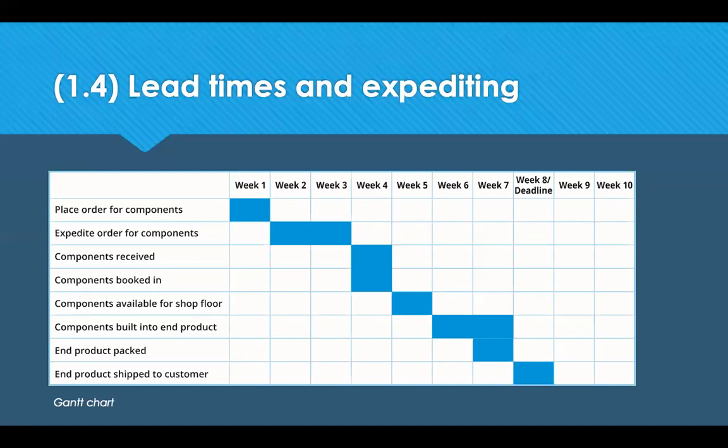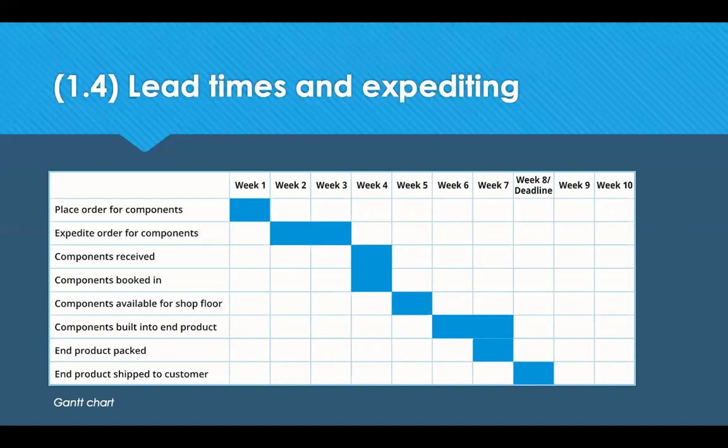Milestones are commonly used in larger projects, and they help us quite visually to monitor the deadlines and ensure that they're met. So at the beginning of week 2, for example, we'd be sitting there going, right, we need to expedite the orders for components on this particular one to make sure that we hit it on time.